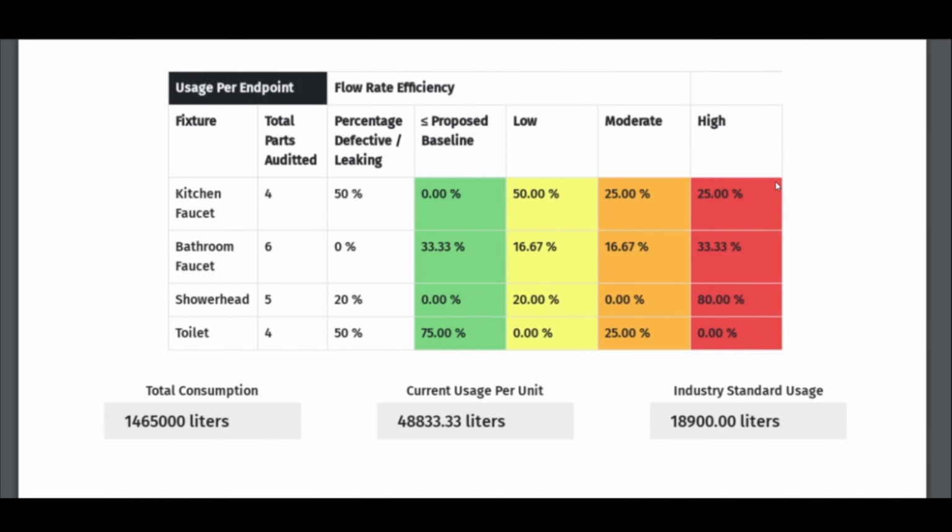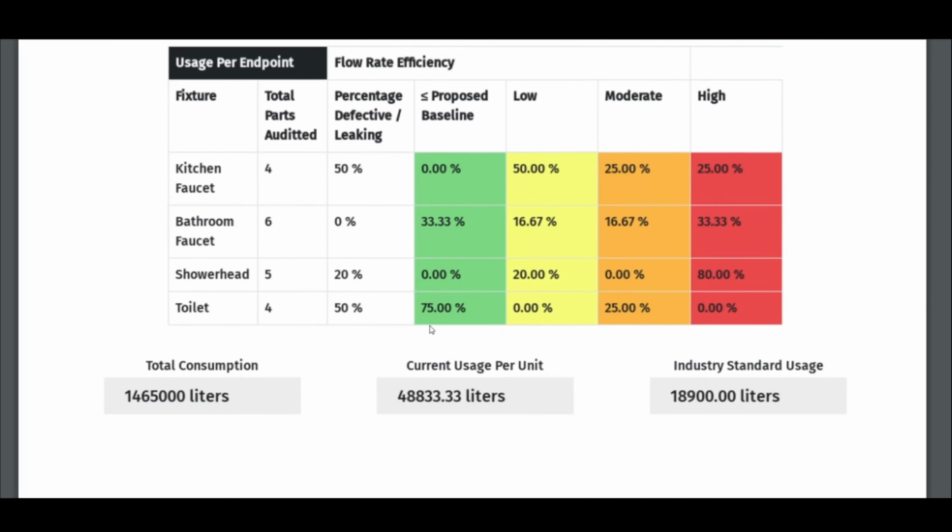In the next section, you have a more detailed table that shows you how your water is potentially wasted. We have the percentage of audited units that were defective or leaking, and where the rest of them were grouped in terms of their recorded flow rate efficiencies. In this example, we can see that the building's toilets are quite efficient, with 75% of the audited units being less than or equal to the proposed flush rate. This also confirms that if the shower heads were to be replaced, they would offer the largest improvement percentage, since most of them operate at a very high flow rate.